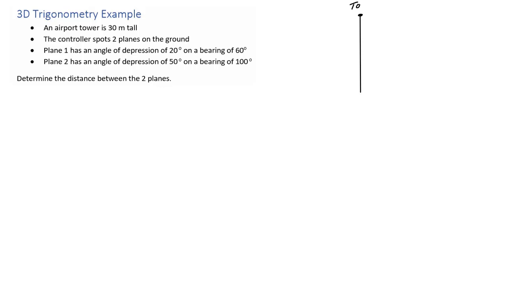We'll just put this as the tower here. There's the top. This is where the person is looking out at the planes down below. Here's the ground right here, and it is 30 meters high. Now, here's where things get a little bit messy. This is a three-dimensional problem, so it's obviously hard to draw in 2 dimensions.